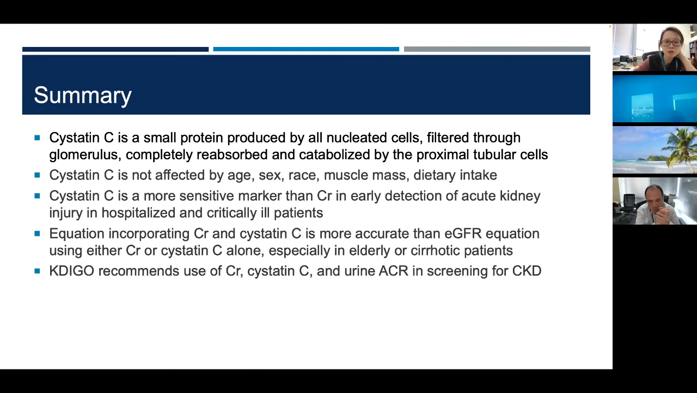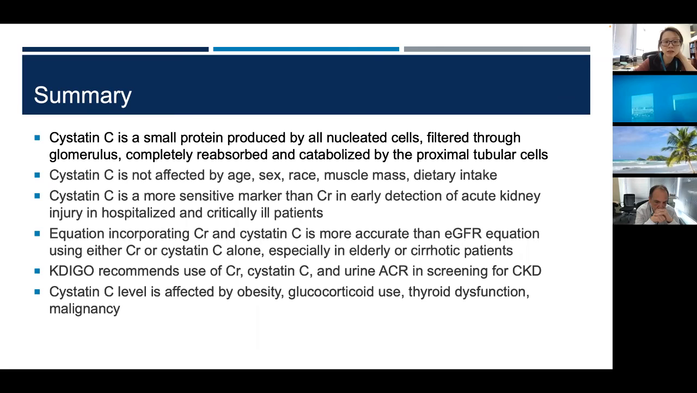So the most recent KDIGO guideline recommends using a combination of creatinine, cystatin, and urinary albumin creatinine ratio when it comes to screening for CKD. But it is not perfect. It is affected by obesity, glucocorticoid use, thyroid dysfunction, and malignancy. So for these patients, cystatin actually might not be the best marker to use when it comes to eGFR calculation.